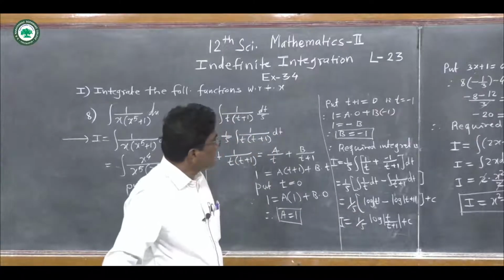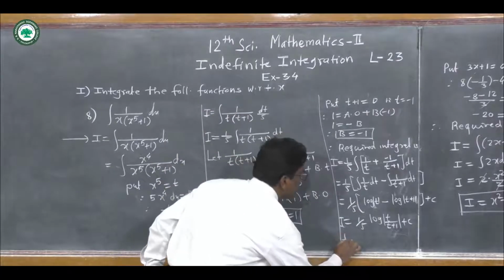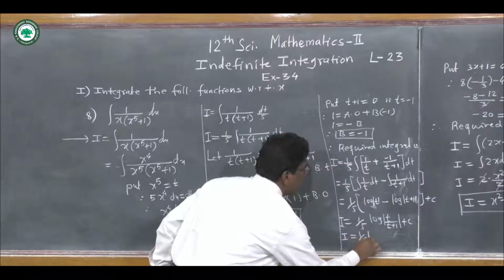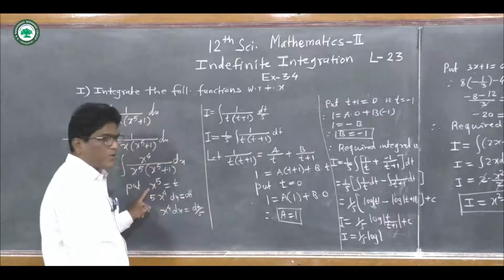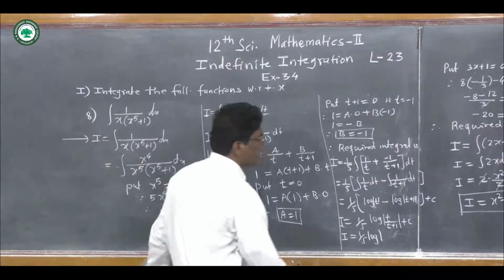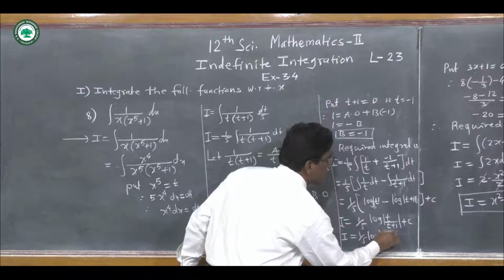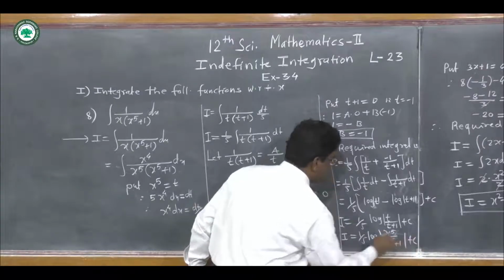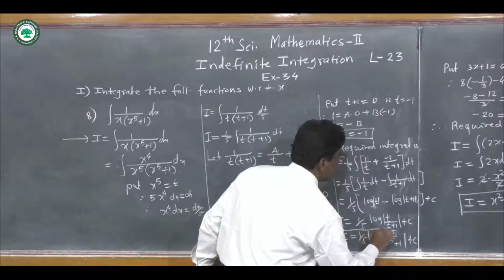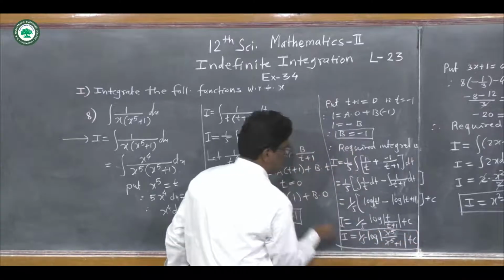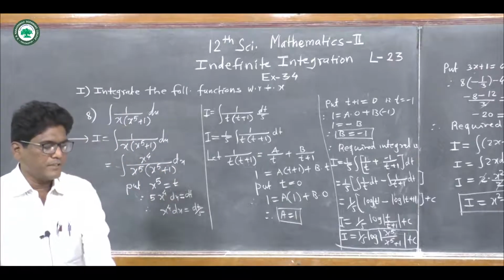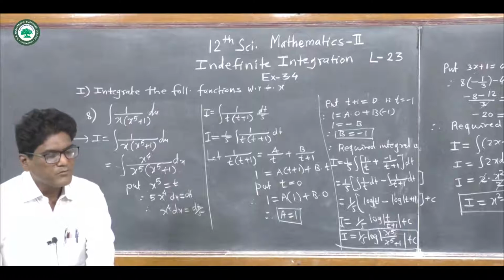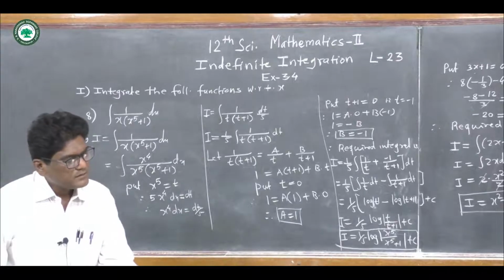And now resubstitute the value of t. Therefore I is equal to 1 upon 5 log of t. Here t is x to the power 5, so we put the value of t as x to the power 5 divided by x to the power 5 plus 1, plus constant of integration. This is the final solution. So take the screenshot of this. So in this way we completed the 8th problem. The 7th problem we will take next time.